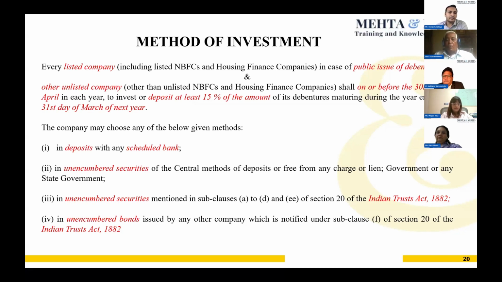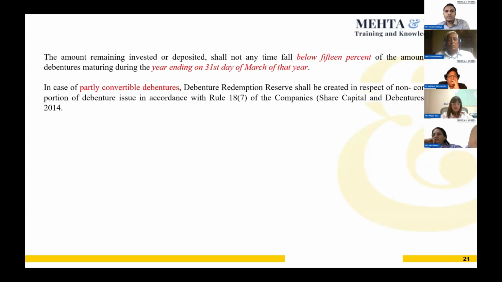So if these rules are covered, the 15% of the amount shall be deposited or invested in the following four methods as prescribed by the Act. Provided any amount remaining invested or deposited, as the case may be, shall not at any time fall below 15% of the amount of the debentures maturing during the year ending 31st March of the next year.